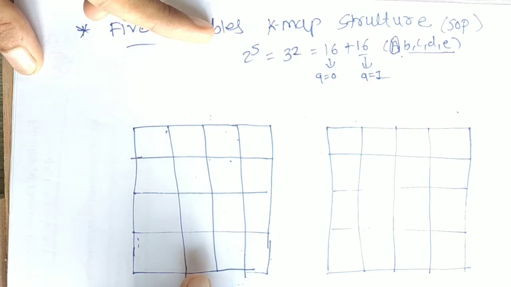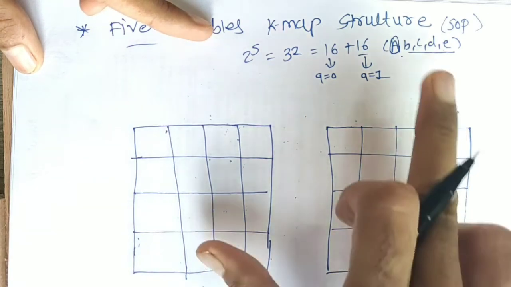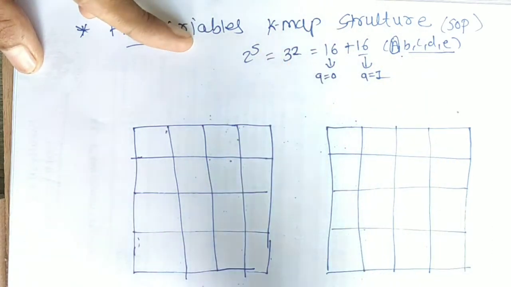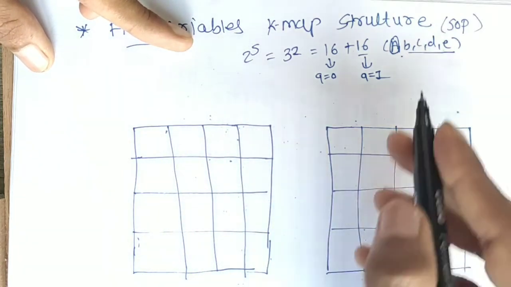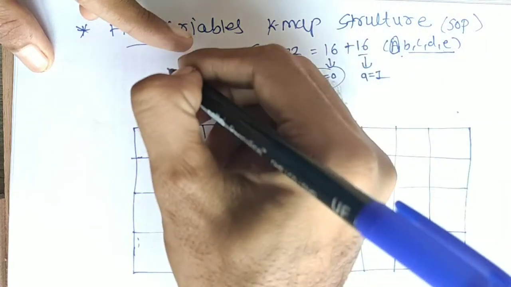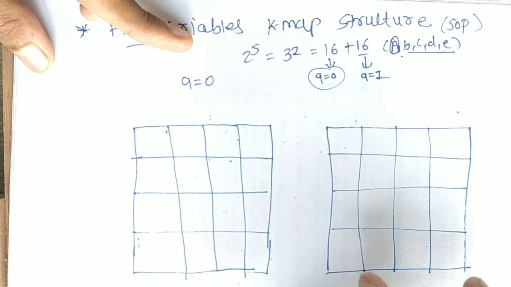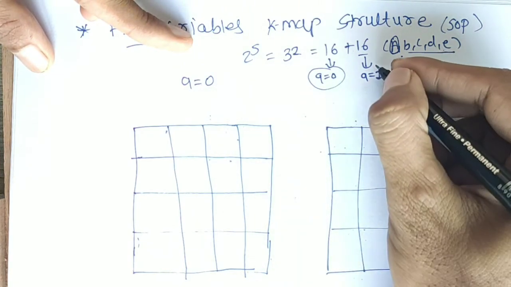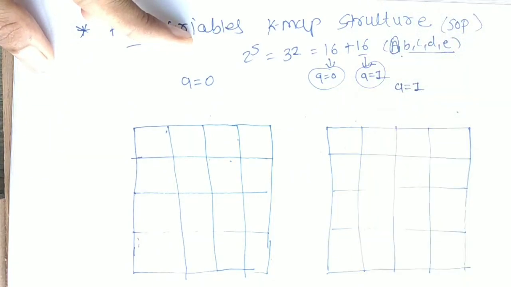So the total number of cells here is 16 and here is also 16, a combination of 16 plus 16. So we are getting 32 cells, right? So this is the first 4 variable K-map structure, and in each and every cell we represent the first variable A equal to 0. This is the next 4 variable K-map structure, so we represent A equal to 1 in each and every cell of this structure.